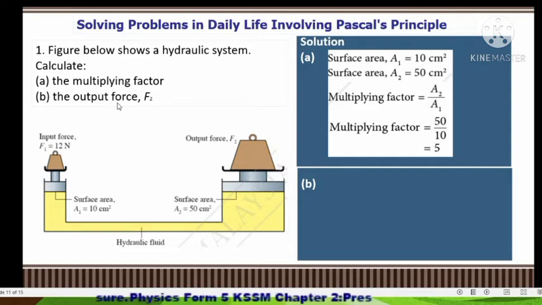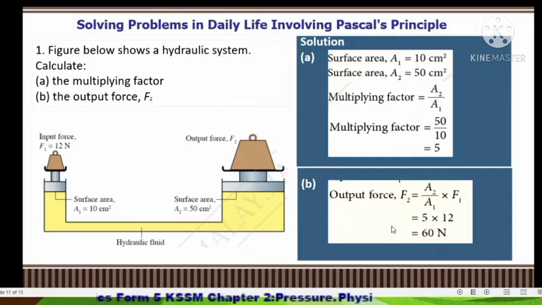For B, the output force F2. According to the multiplying factor of 5, the output force produced is 5 times bigger compared to the input force. Thus, F2 equals 5 times 12 equals 60 Newton.